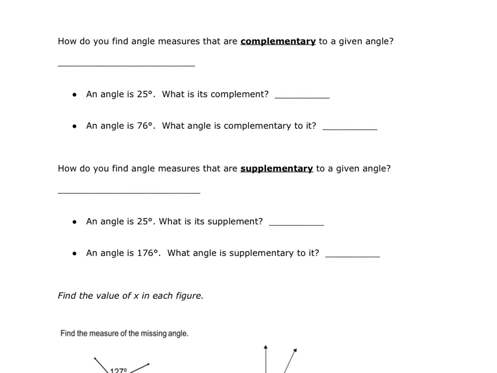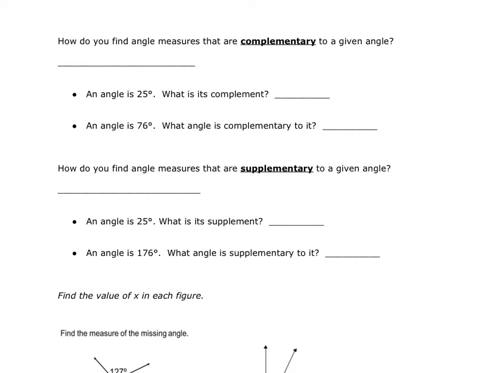It says, how do you find angle measures that are complementary to a given angle? So if you guys remember, I kind of went over complementary and I said if something is cute and another thing is cute, two cuties, they're complementing each other. Oh, you're cute, you're cute.